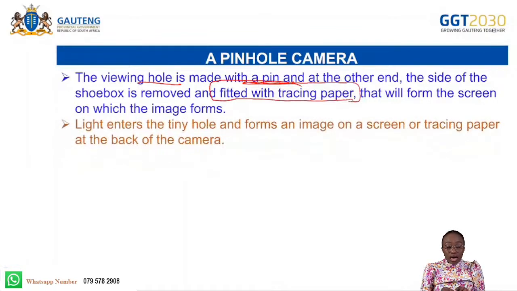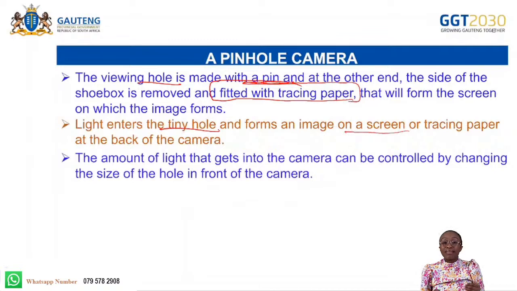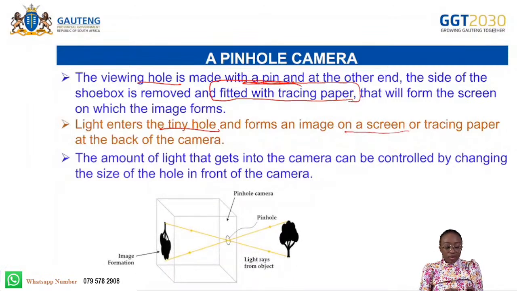So the light enters the tiny hole and forms an image on a screen or tracing paper at the back of the camera. The hole is facing the screen, and the hole is where the light goes in. So the amount of light that goes into our little pinhole camera is controlled by the size of the hole. You can make the hole smaller, or you can make the hole bigger. So it controls the amount of light that gets in.